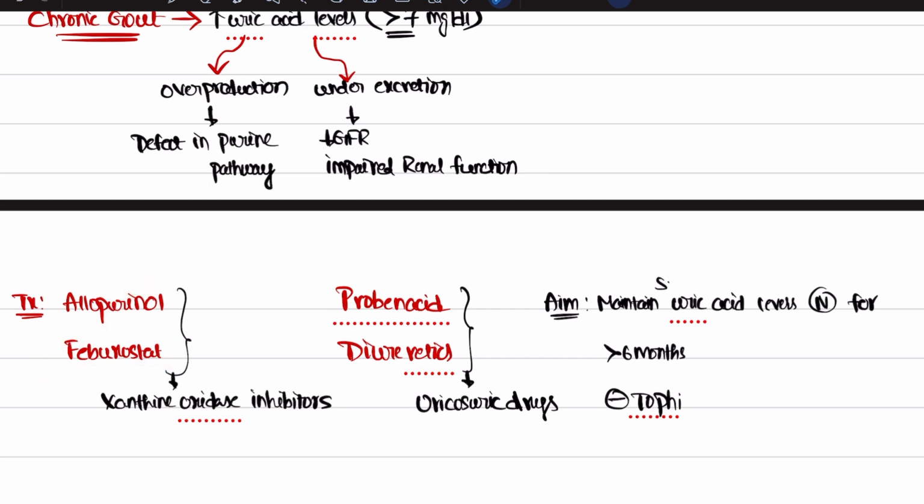Okay. And these two, probenecid and diuretics, are uricosuric drugs, meaning they increase the production of urine, so more uric acid is eliminated from the body. So this is why they are called uricosuric drugs: elimination of uric acid via urine. Our aim is to maintain uric acid levels normal for greater than 6 months and to decrease the tophi.